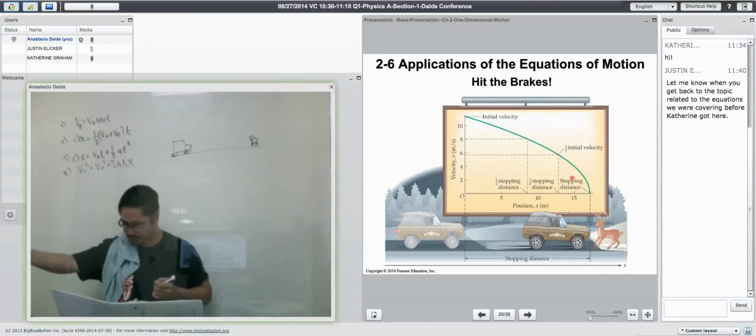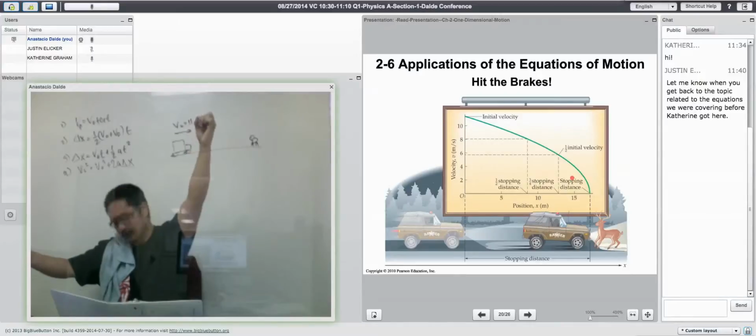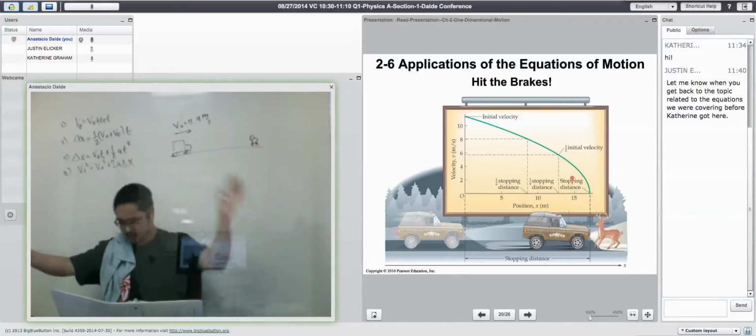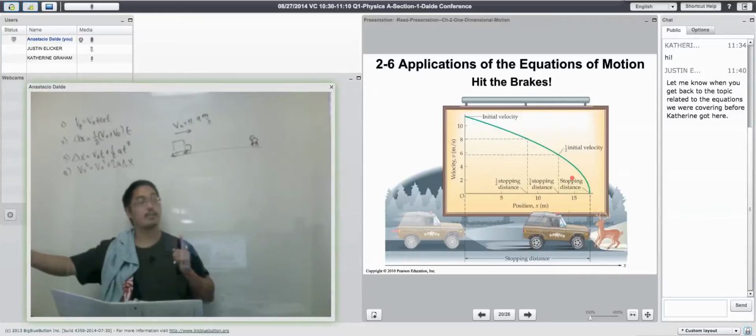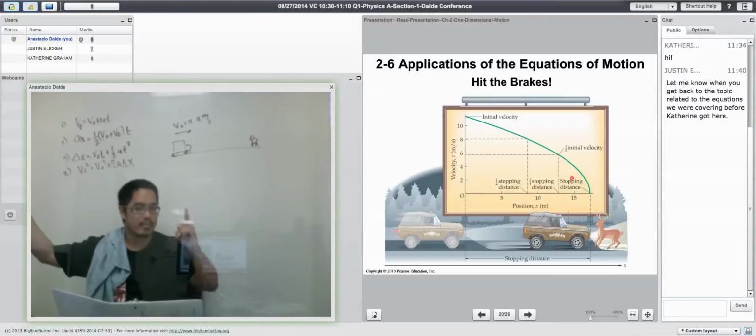Let's see, the ranger was driving at 11 meters per second. So his initial velocity is 11.4 meters per second. I'm just writing down the information I'm reading, all right? He immediately applies the brakes and slows with an acceleration of 3.8 meters per second squared. So actually, is he accelerating or is he decelerating?